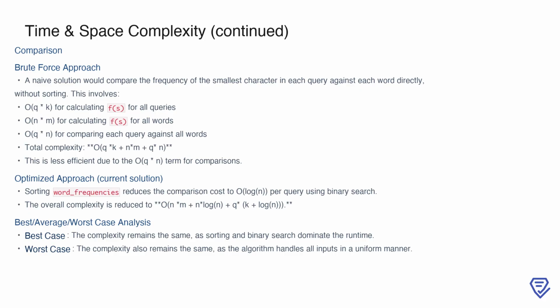To highlight the efficiency of the optimized approach, let's compare it to a brute force method. A naive solution would involve directly comparing the frequency of the smallest character for each query against every word. This requires O(q * k) for calculating f(s) for all queries, O(n * m) for calculating f(s) for all words, and O(q * n) for comparing each query to all words. The total time complexity for this brute force approach is O(q * k + n * m + q * n), which is inefficient due to the O(q * n) term from the comparisons.